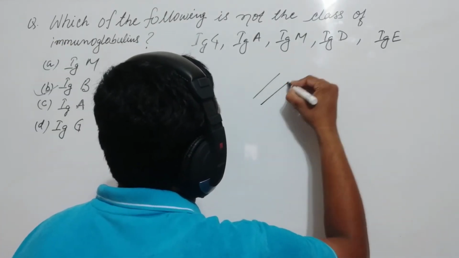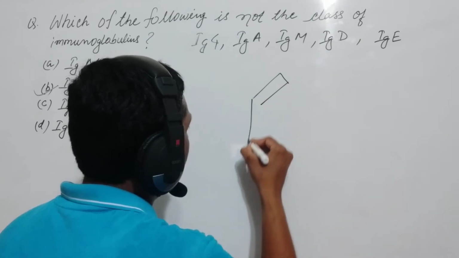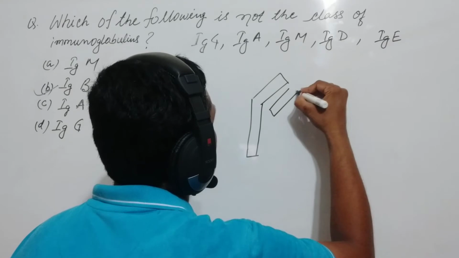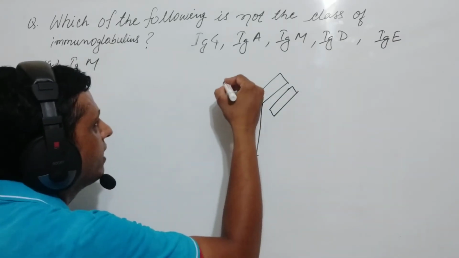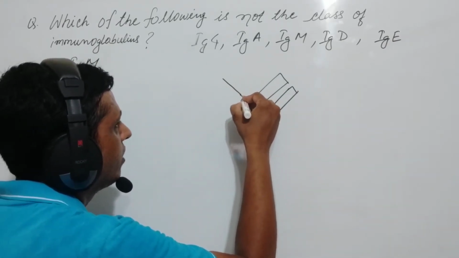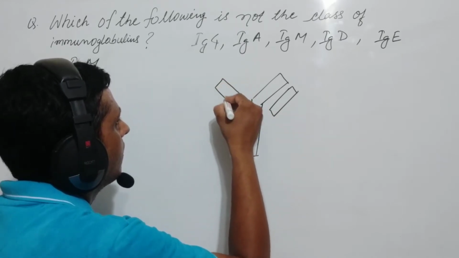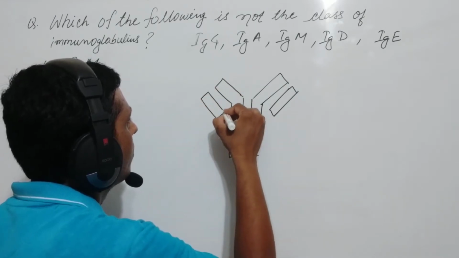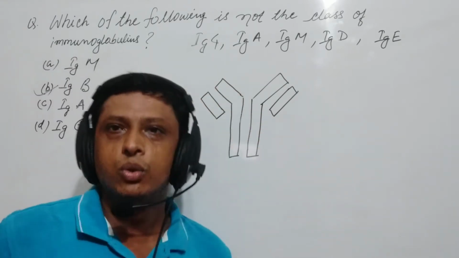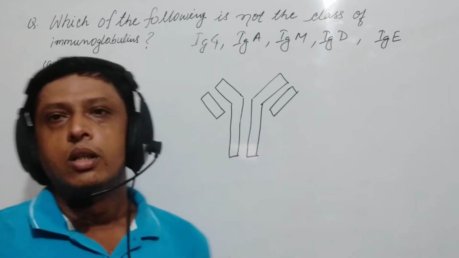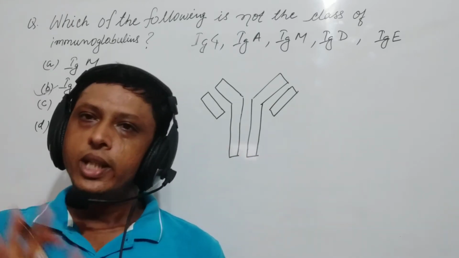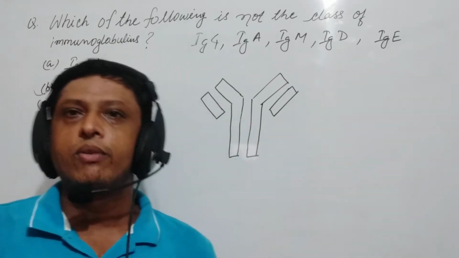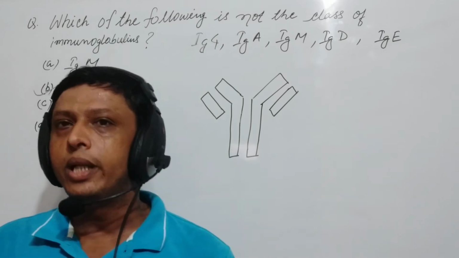You can draw an antibody this way. This is the heavy chain, and this is the light chain. Again, there is one heavy chain here and one light chain. So there are 2 heavy chains and 2 light chains, altogether 4 polypeptide chains. The heavy chains are of 440 amino acids and the light chains are of 220 amino acids.